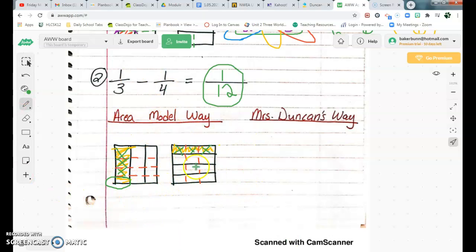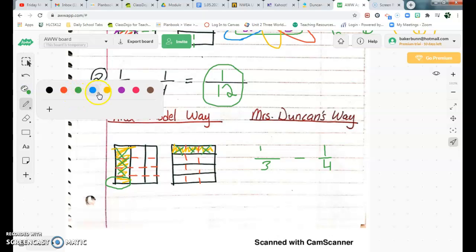Now, if I wanted to do the butterfly method, I'm just going to rewrite this problem. I'm going to do 1/3 minus 1/4. It's again really important that you write these down the way they're presented. If you did 1/4 minus 1/3, you get the wrong answer. So you've got to make sure you're copying them down exactly.